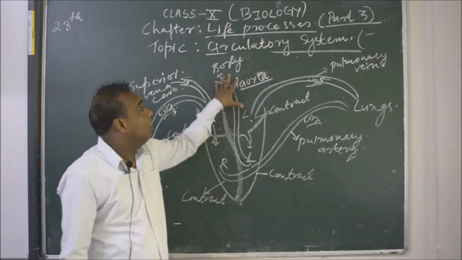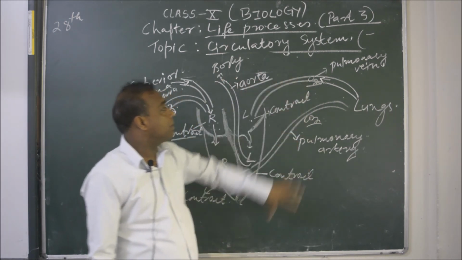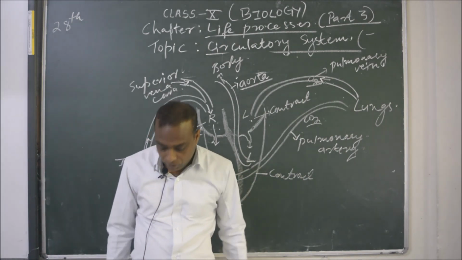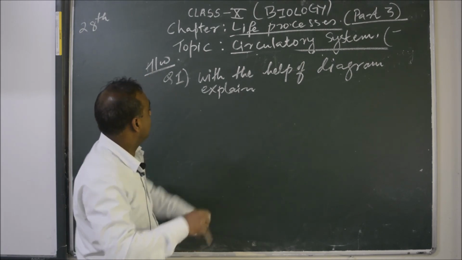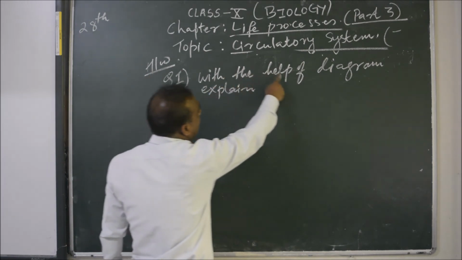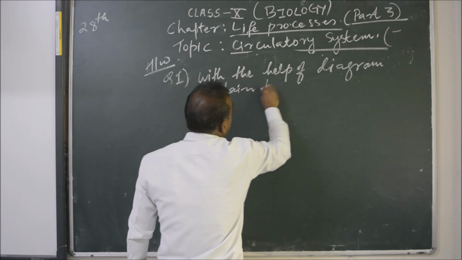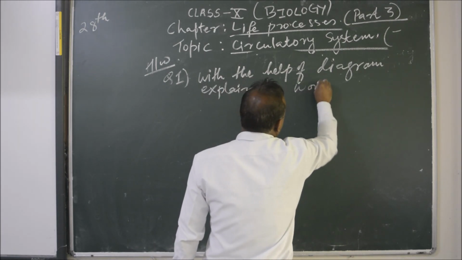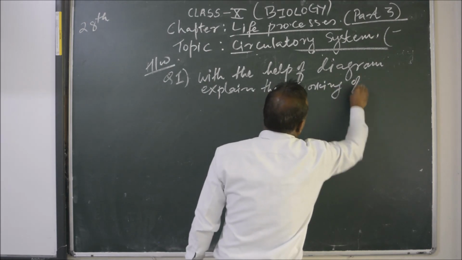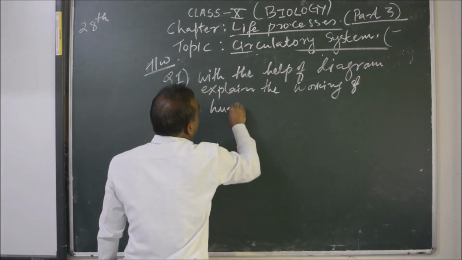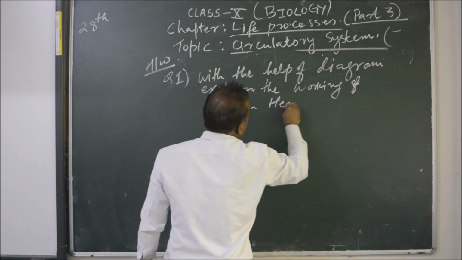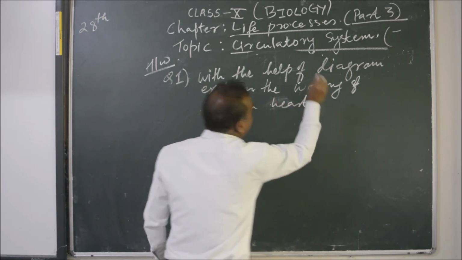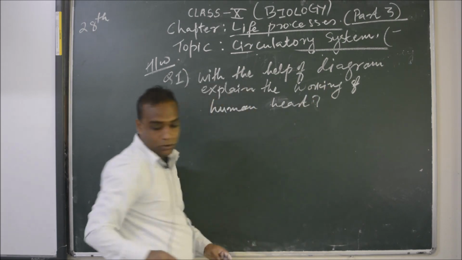Now, related to this topic, I'll give you some questions which you have to solve at home. So these are your homework questions. Question number 1: with the help of a diagram, explain the working of the human heart. So you have to draw the diagram here.